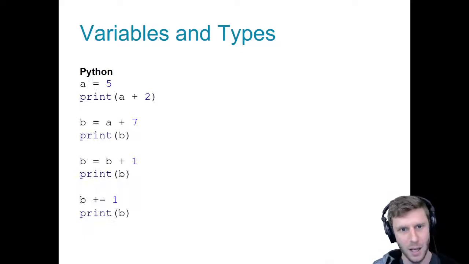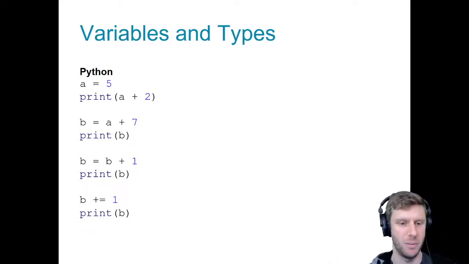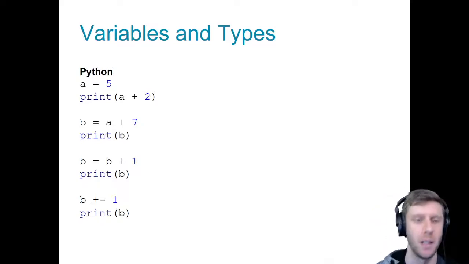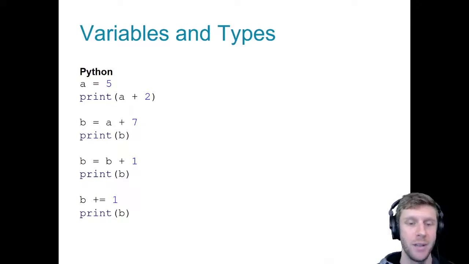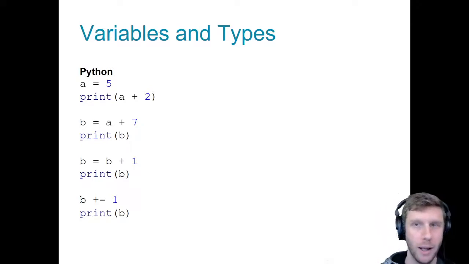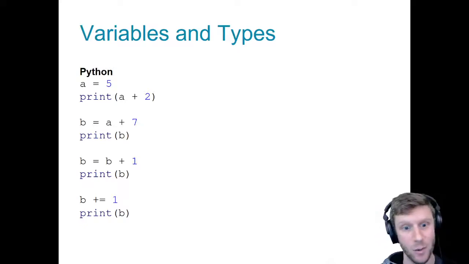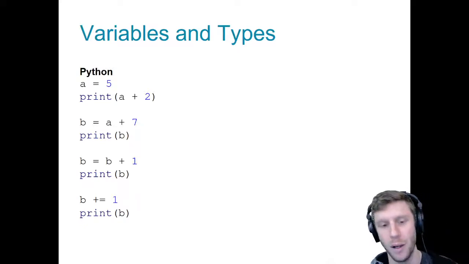You want this, yeah. Okay, in Python, here's some Python code. It should be fairly straightforward. If you're not familiar with Python, chances are this is fairly straightforward either way. A is 5, and then print a plus 2. Well, that'll be 7. And then I say, okay, b equals a plus 7. So that's 12, I guess. And then b equals b plus 1, I guess it's 13. And then b plus equals 1, well, we know that means b equals b plus 1, so it'll be 14.